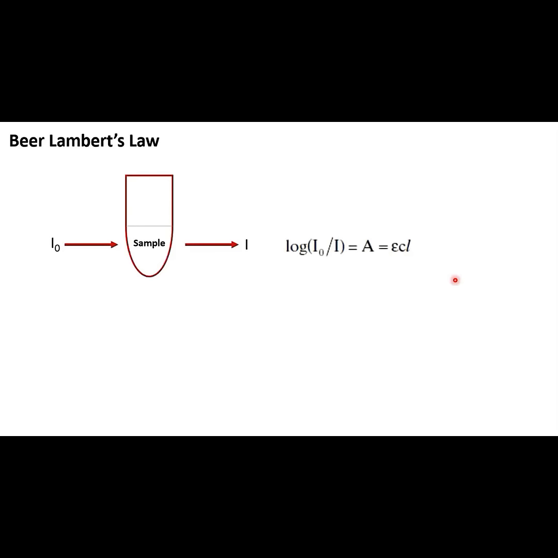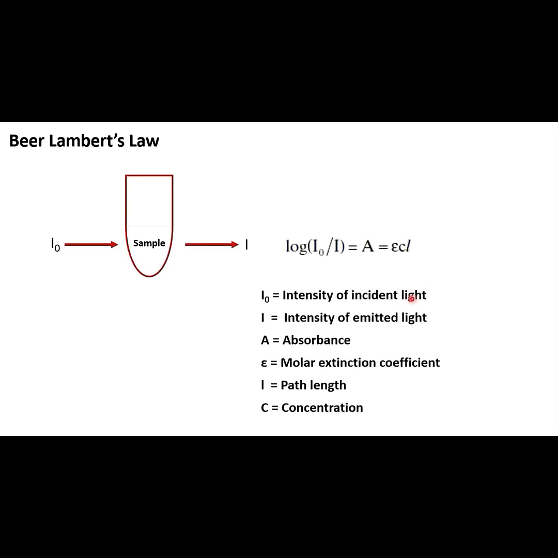First of all, in this equation, I0 is the intensity of incident light and I is the intensity of emitted light. The ratio, the log of I0 upon I, is equal to absorbance. Now, absorbance is the main parameter of the whole concept. We use it to find out how much light is absorbed by the sample. Now let us talk about the other parameters, that is epsilon, C, and L.